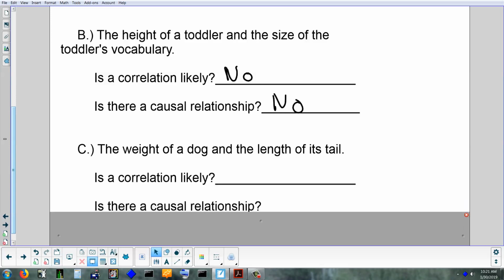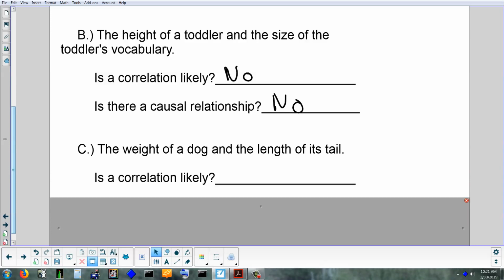All right. So I would say yes. What kind of correlation? Positive or negative? Positive. Bigger dog, in general, bigger tail. So yeah, I would say positive.